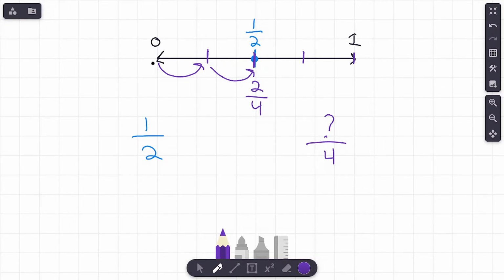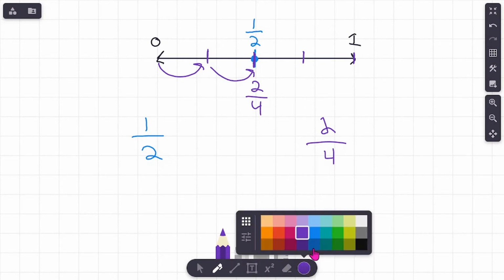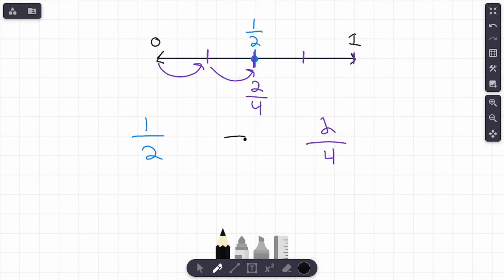For 1/2, we broke this number line from 0 to 1 in half. For fourths, we broke from 0 to 1 into 4 equal pieces. 1, 2, 3, 4. And we just looked at it and skip counted all the way down here until we got to an equivalent fraction. And in this case, the equivalent fraction would be 2 fourths. All right, let me write that up here. 2 fourths. So these fractions here are equivalent. Okay, these fractions here are equivalent.